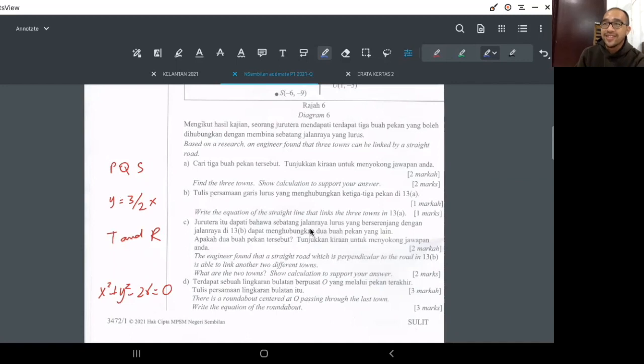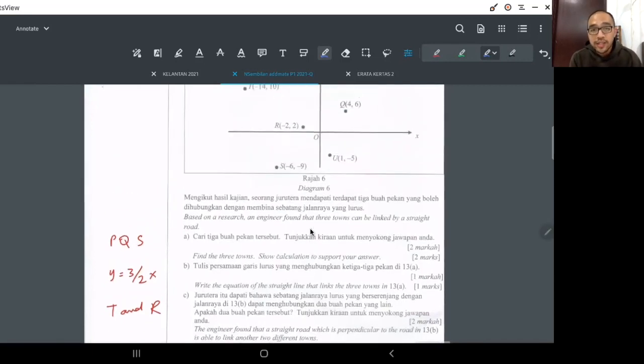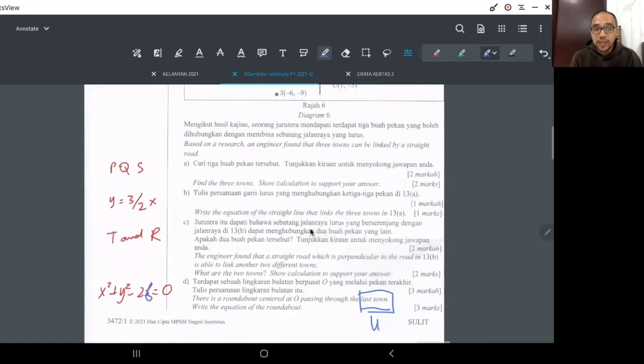PQS, y equals 3/2x. T and R, and then the locus is x squared plus y squared minus 26. The last town in this question is not a very obvious question. But the last town refers to U. U is the last town, and that's how you will get this answer.